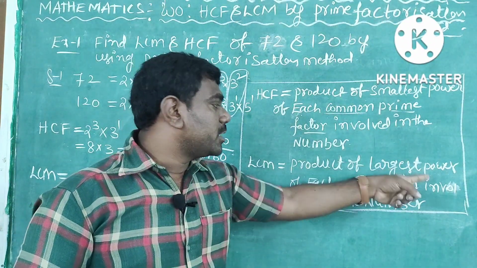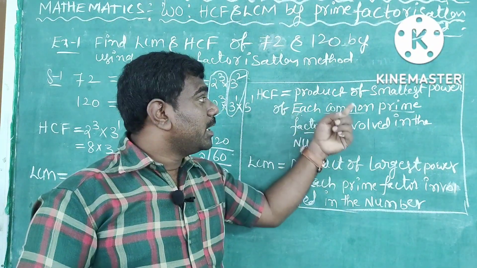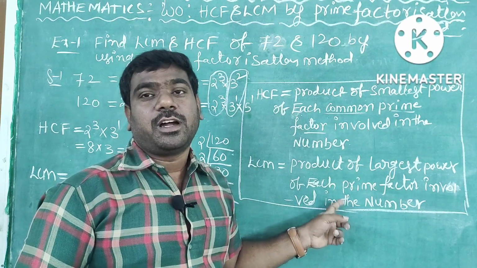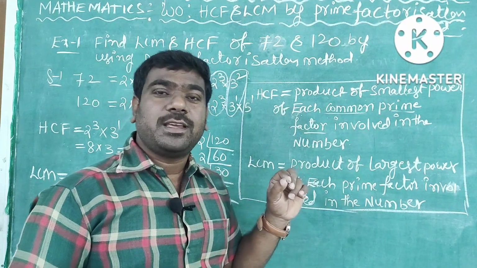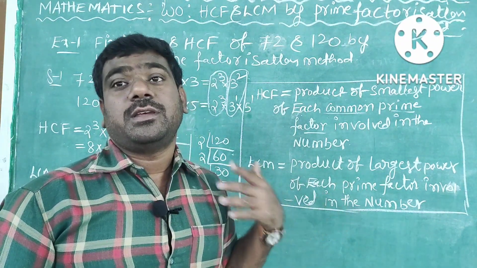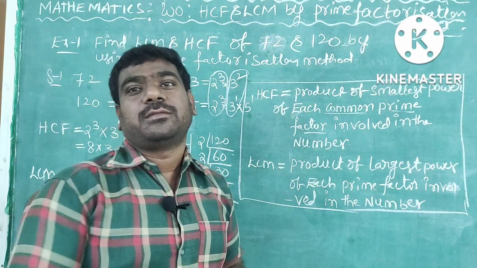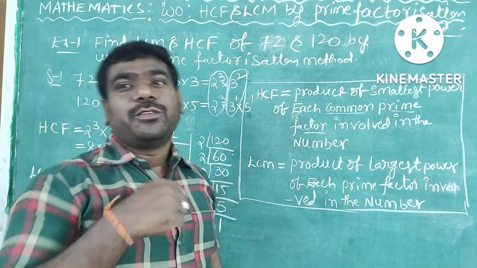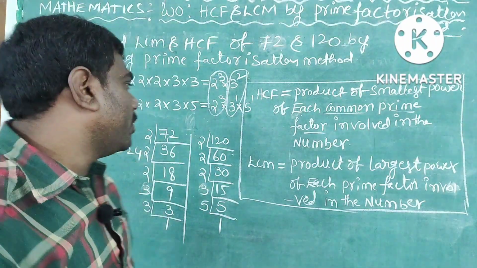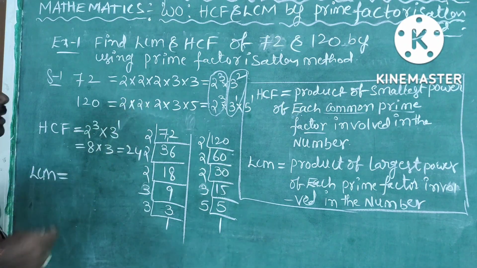Okay, LCM is the product of the largest power of each prime factor involved in the numbers. For HCF, common factors are included, but here we consider each prime factor, common also, without common also. Now we will take the LCM here.